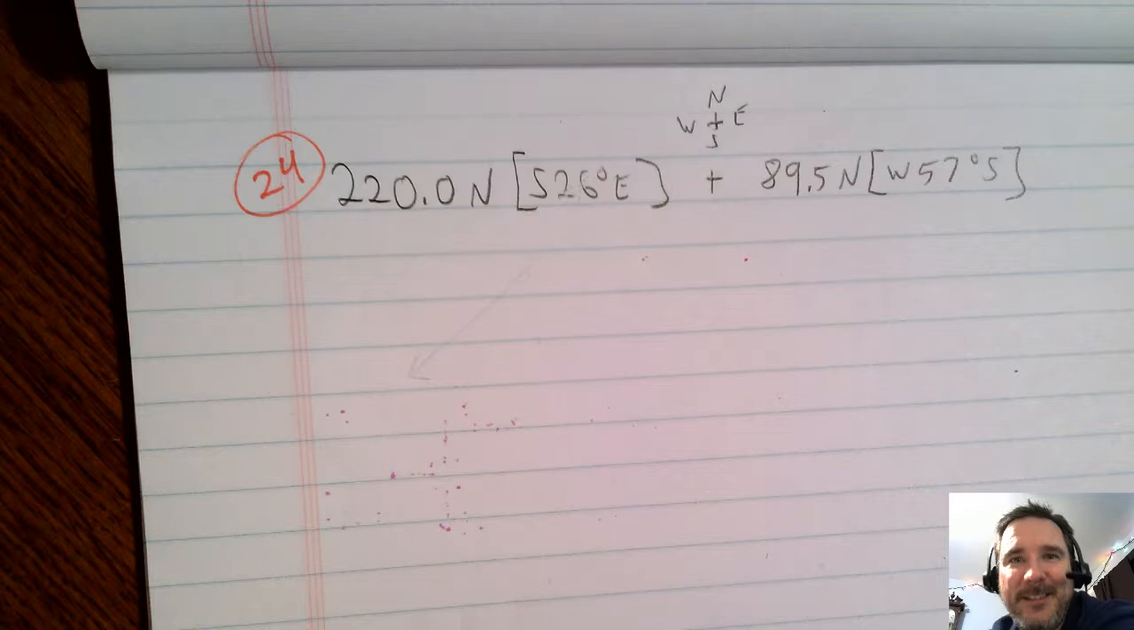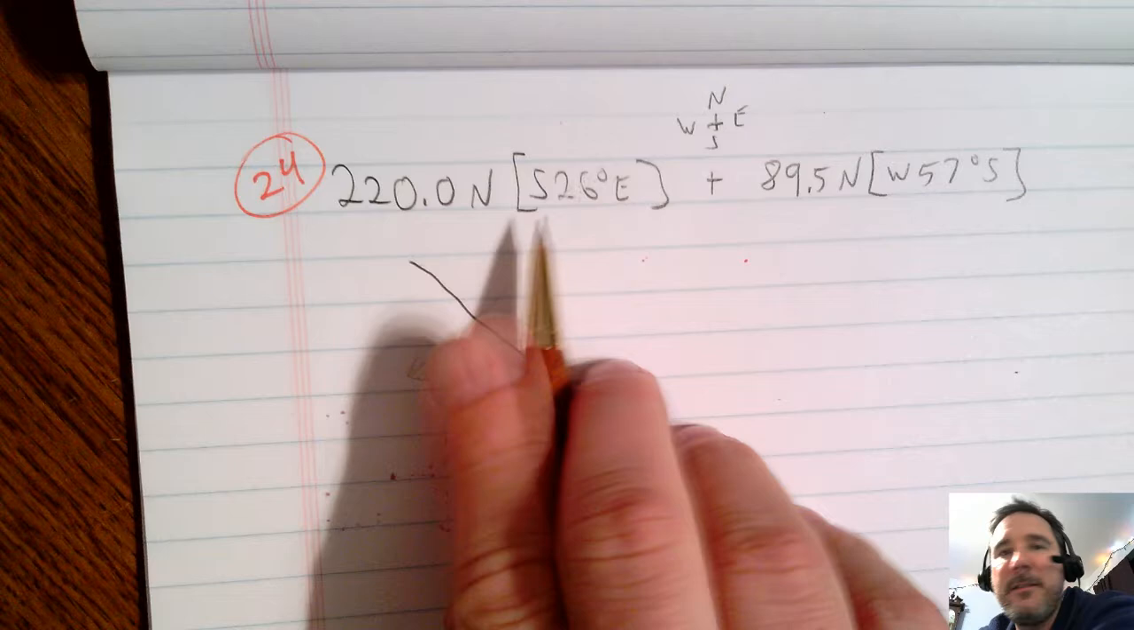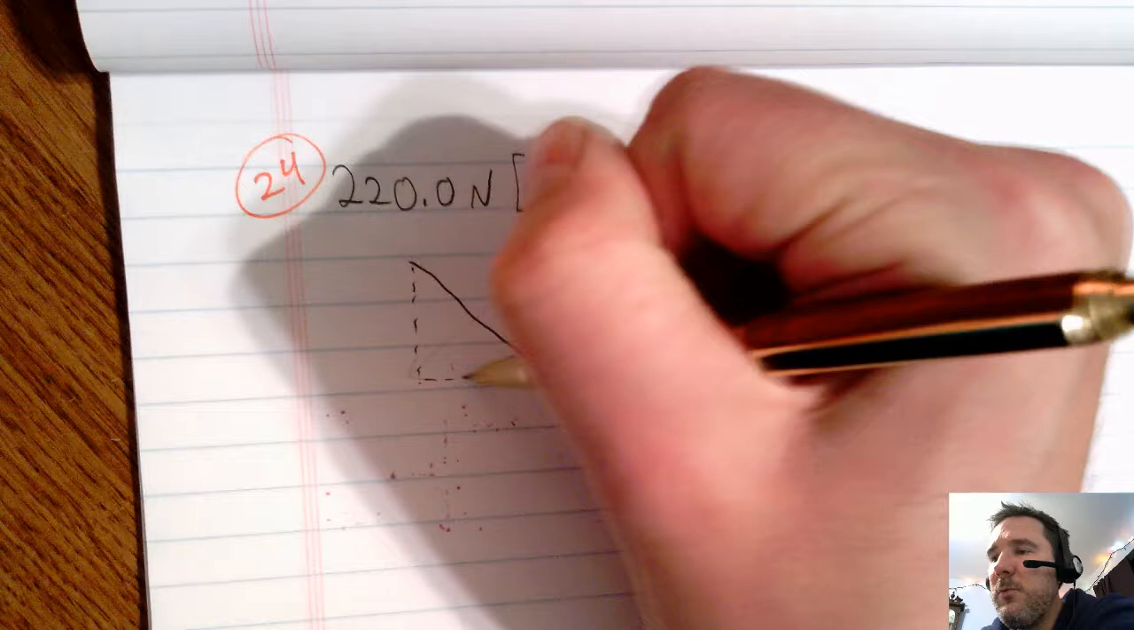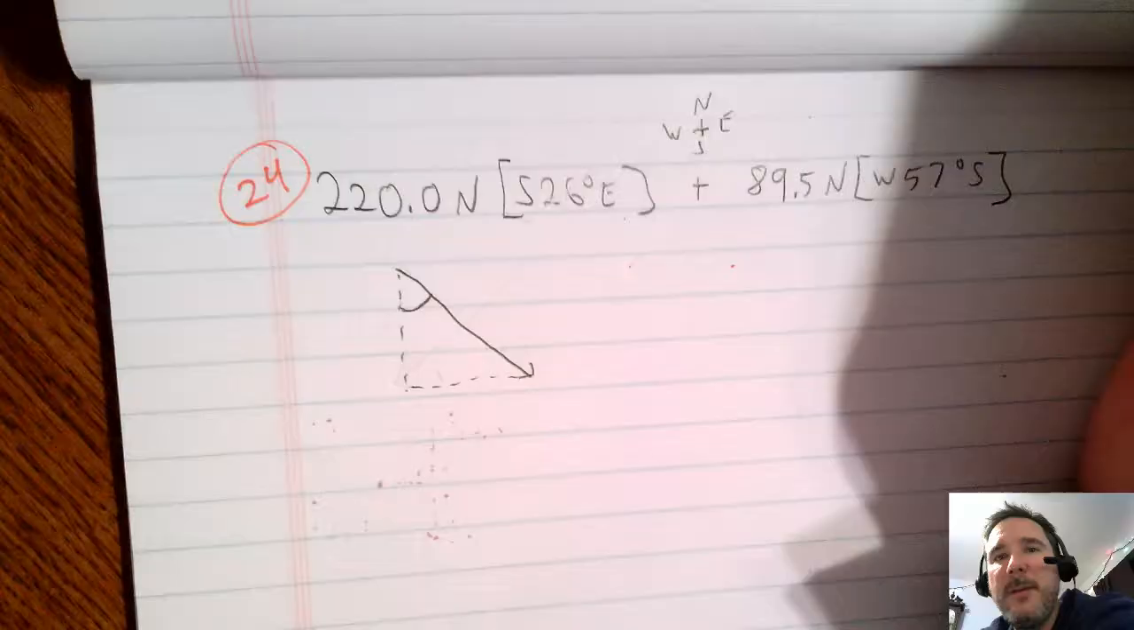Okay, so we have our south into the east, and it's south 26 degrees to the east. Because south comes first, I'm going to go south first. I'm going to make a triangle out of this, and I'm going to go south first, and then go east. So, okay, I got my south and my east. And the reason I went south and then east is because then I know that up here, where I started from, is my angle.